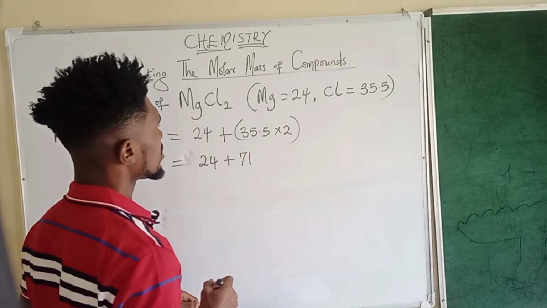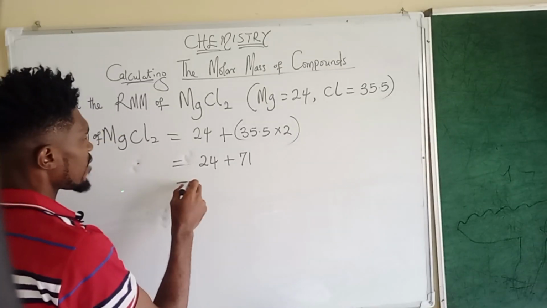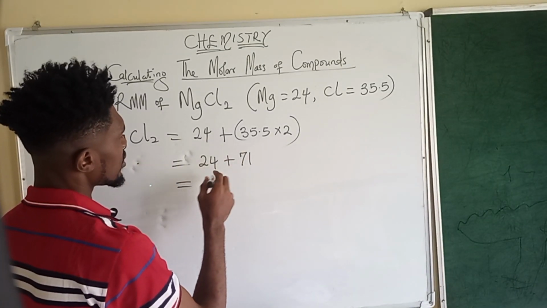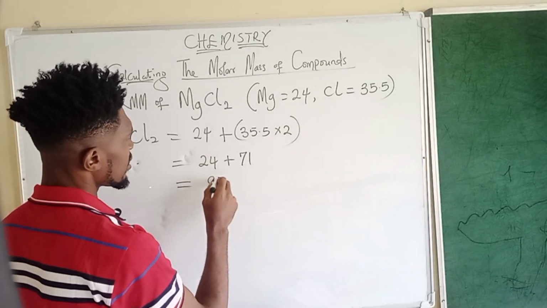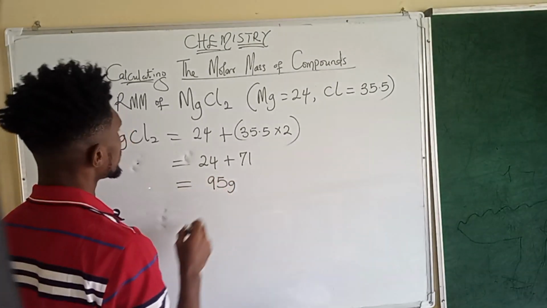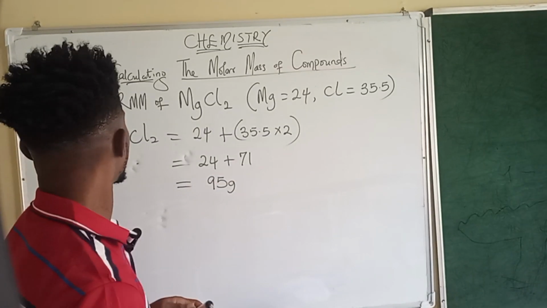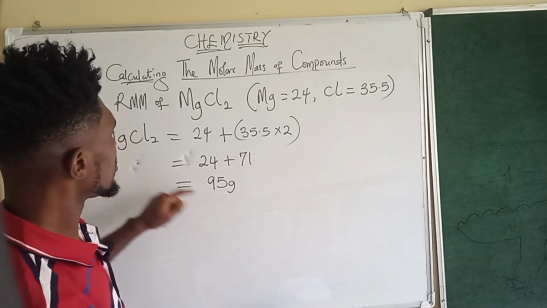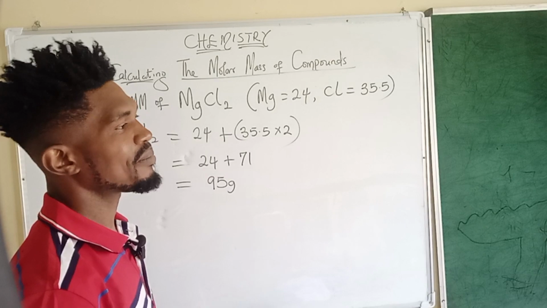Am I correct? Of course, yes. So we have 24 plus 71 will give us 95 grams. So the relative molecular mass of magnesium chloride is 95 grams.